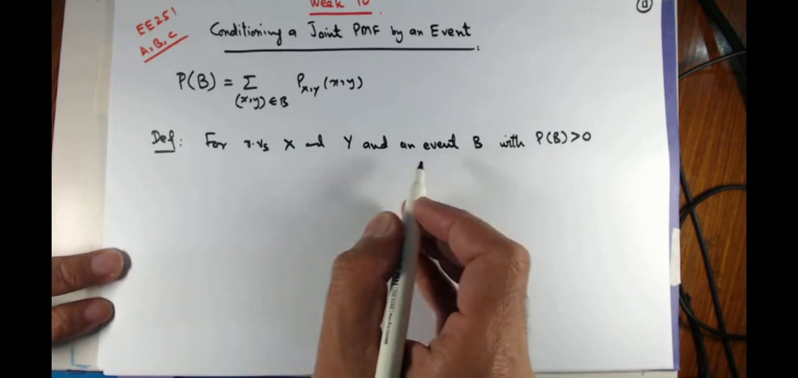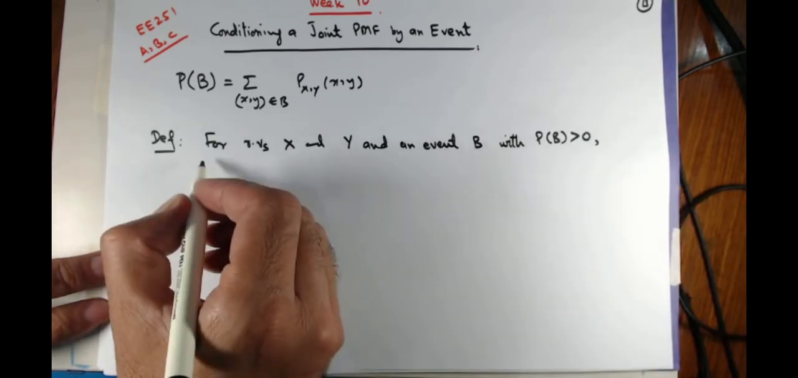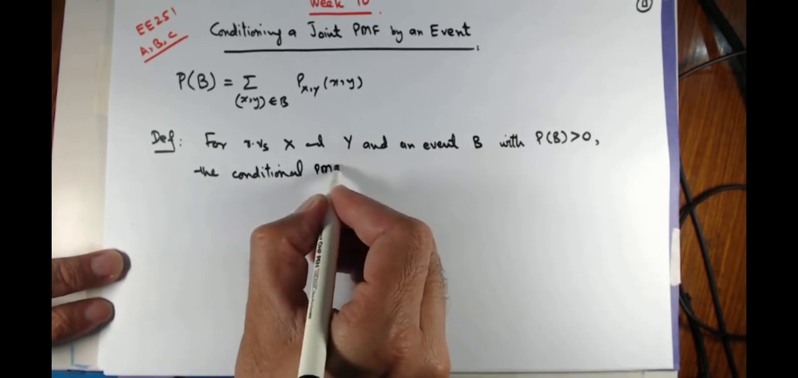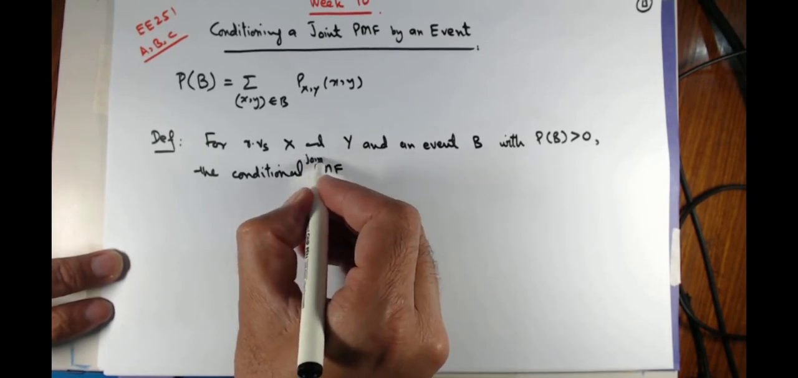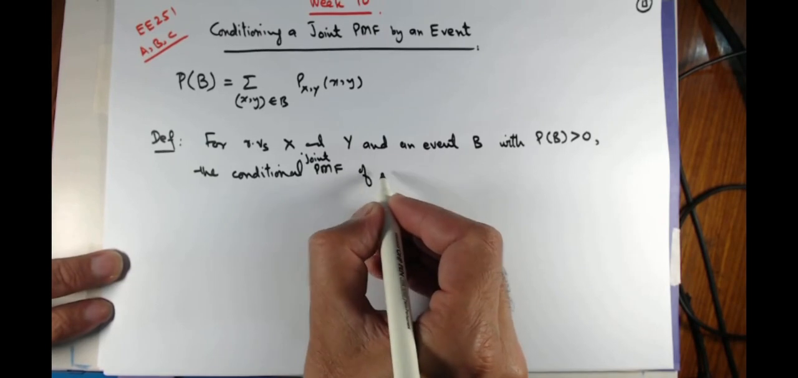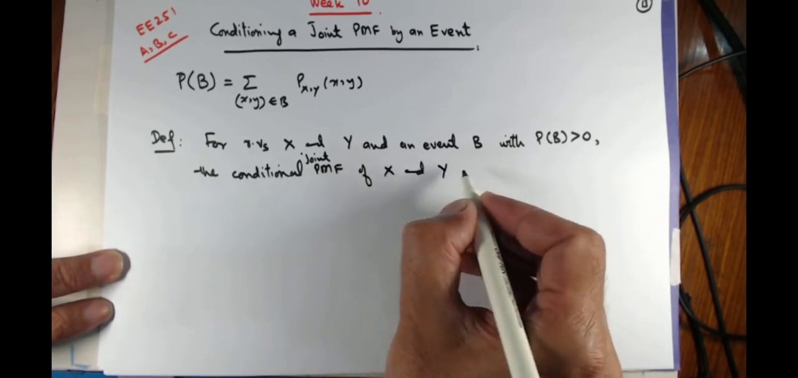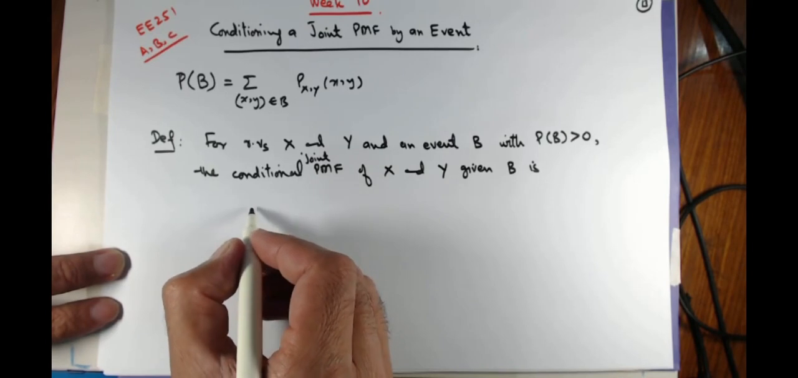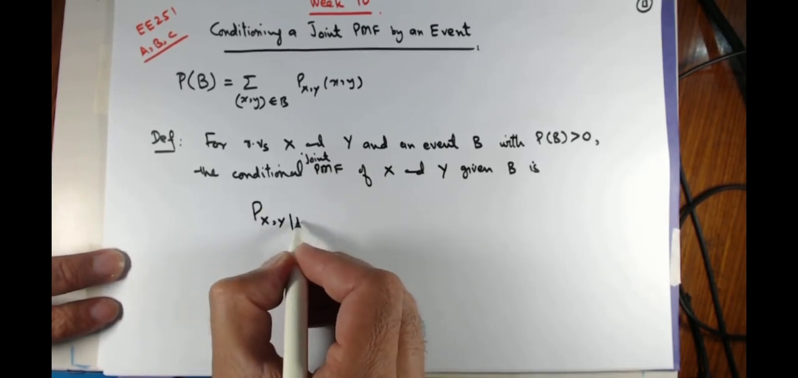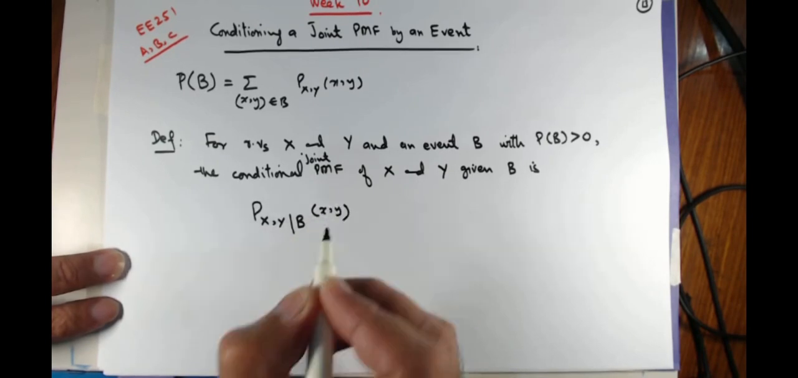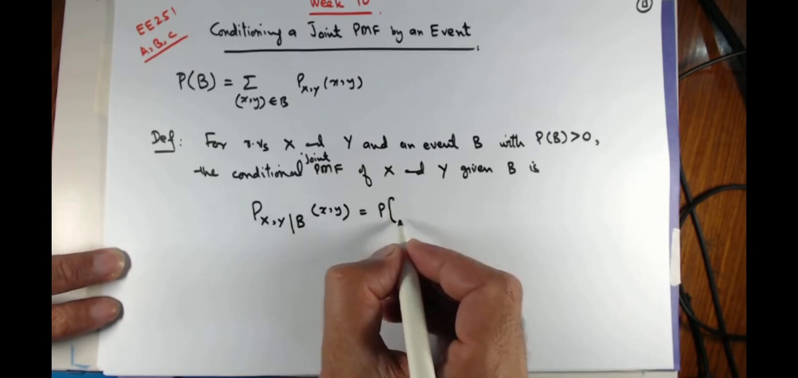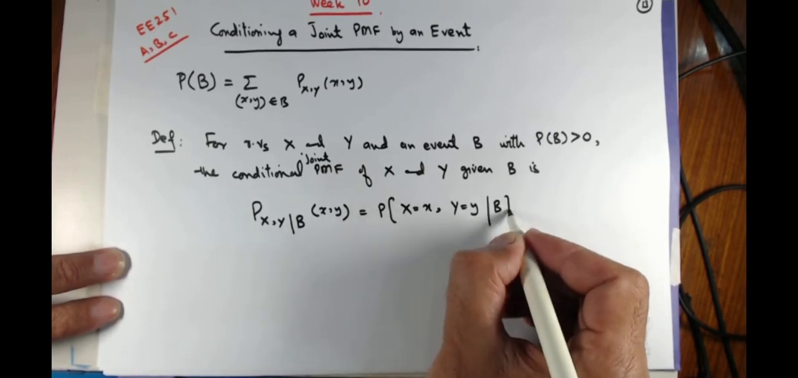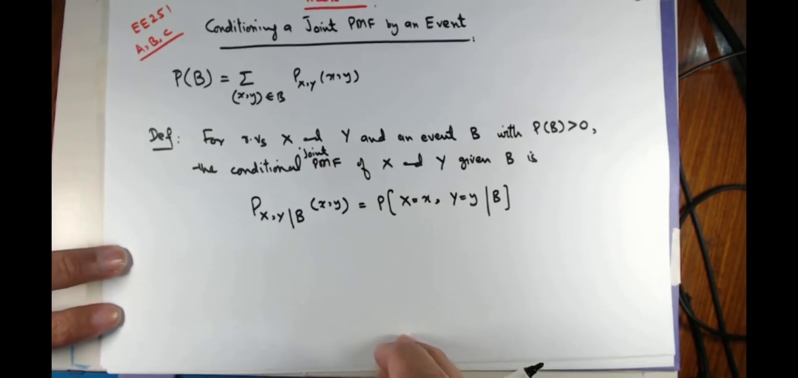So for random variables x and y and an event B with probability of B greater than 0, the conditional joint PMF of x and y given B has occurred is denoted as P sub x comma y given B of x comma y, and that is equal to the probability that x is equal to x and y is equal to y given event B has occurred.